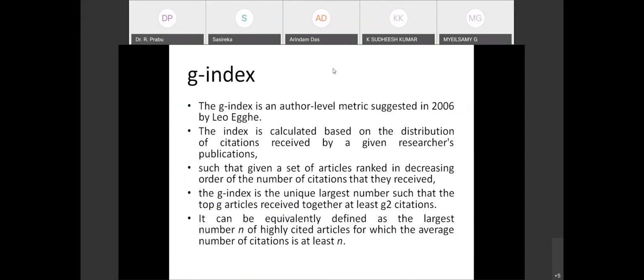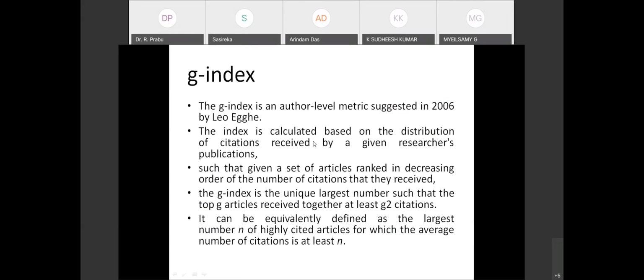So this is the G index. The G index was developed based on the H index. There were some criticisms of the H index, so after that they developed this metric further as the G index. The G index is an author-level metric suggested in the year 2006 by Leo Egghe.